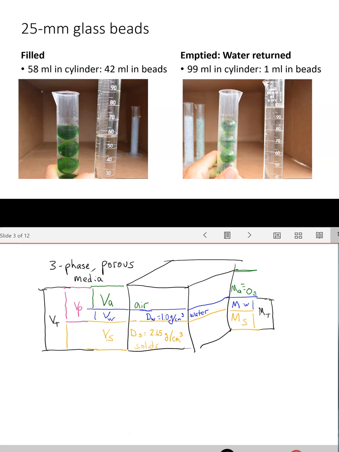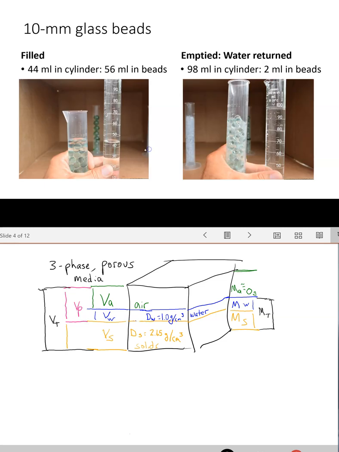Then we took water, we added it to each cylinder and determined the volume, also weighed those. Then we poured the water back from the beads into the graduated cylinder and again took weights. Did that for each series.